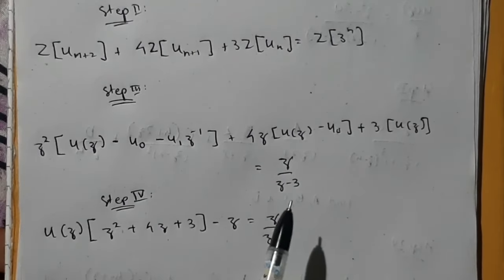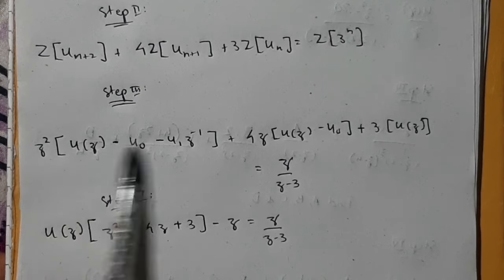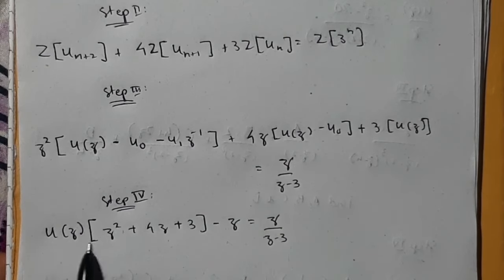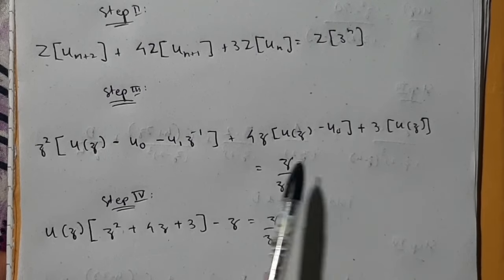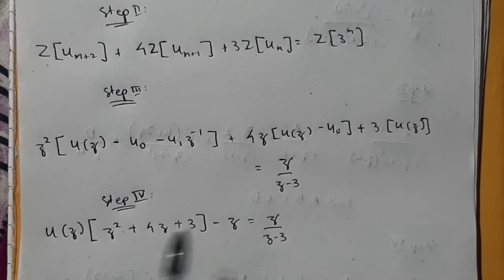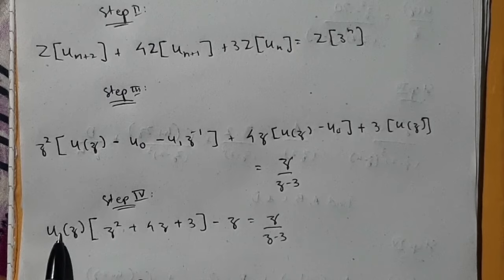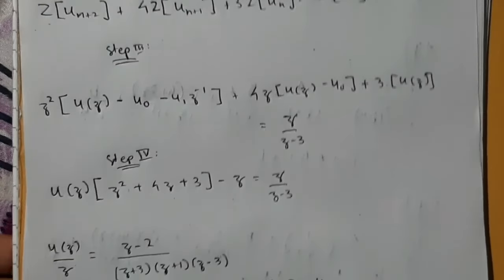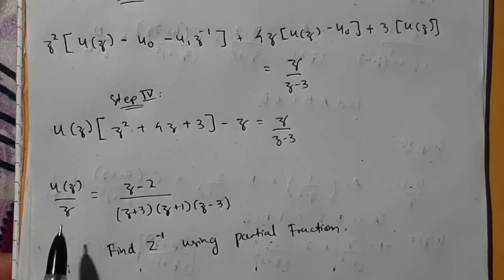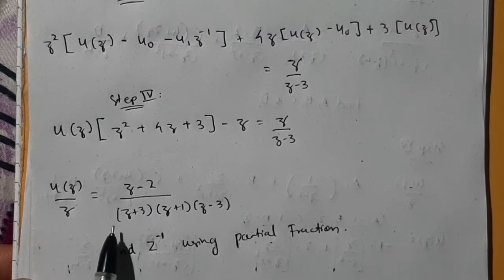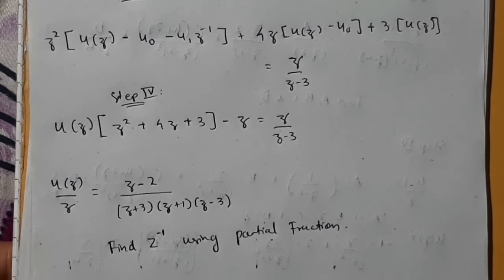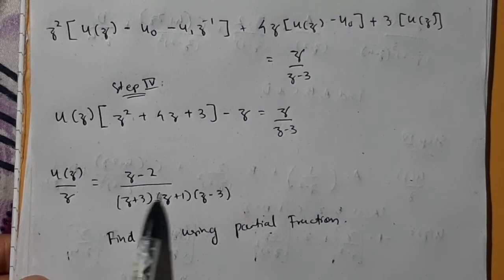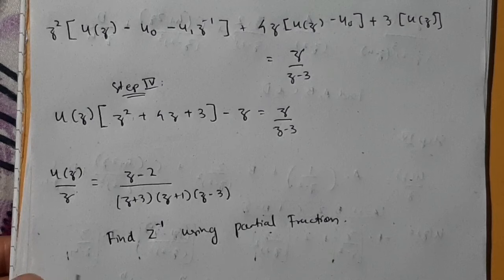After writing this, step 4, you have to take u of z common from this. Okay, when you take common, you will have here z square plus 4z plus 3 minus z is equal to this thing. Then you need to keep u of z here and take everything to the other side. U of z by z will be z minus 2, z plus 3, z plus 1 and z minus 3. Now you can refer to the previous video to find the z inverse after this point, by using partial fractions, and that will be your final answer.